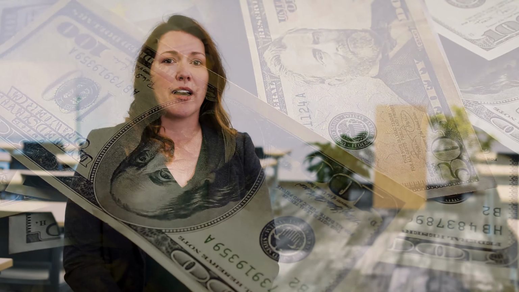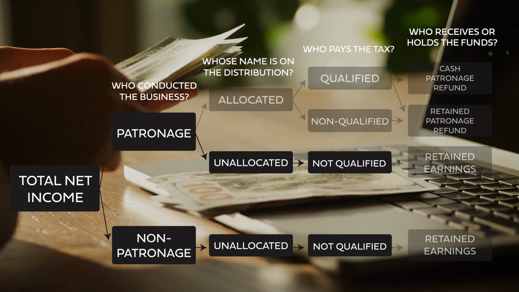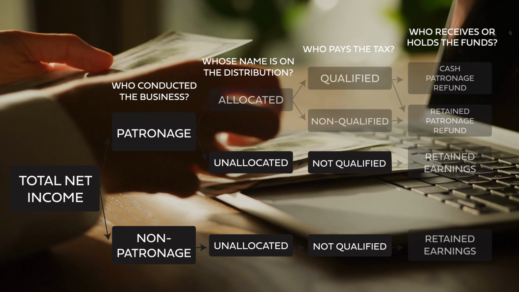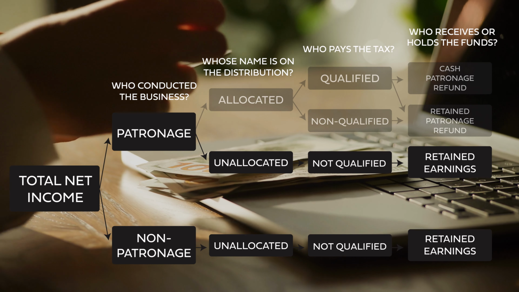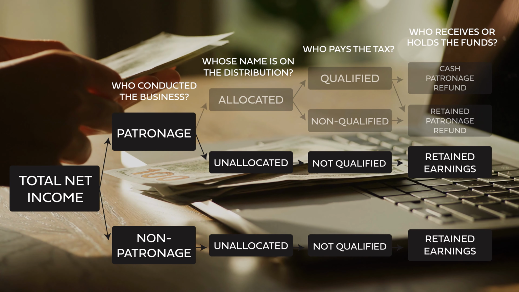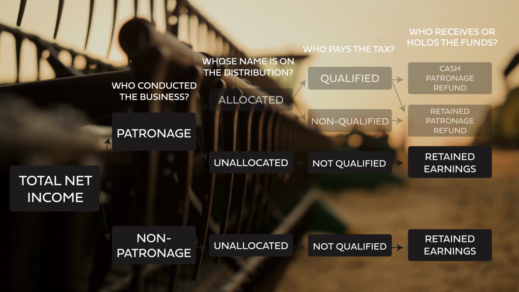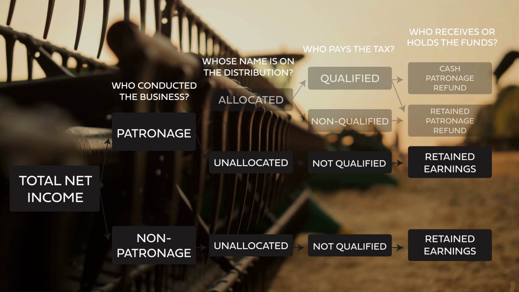When patronage income or non-patronage income is distributed on an unallocated basis, these funds go into the cooperative's retained earnings. Retained earnings are equity that a cooperative can use to help fund capital expenditures and other projects.